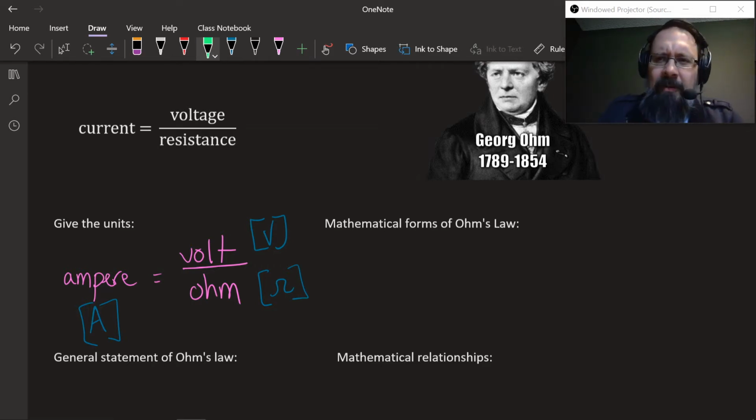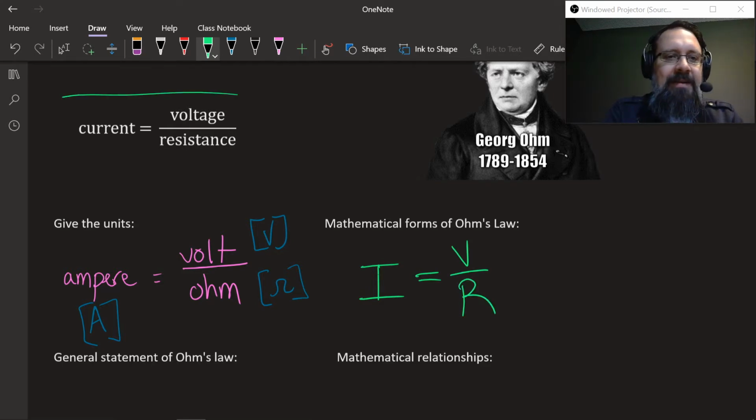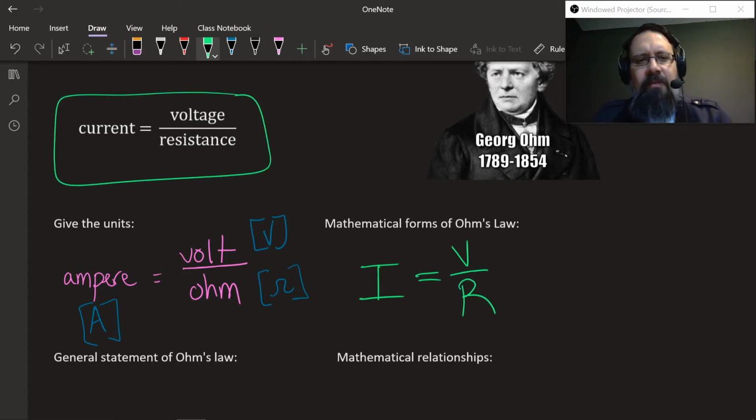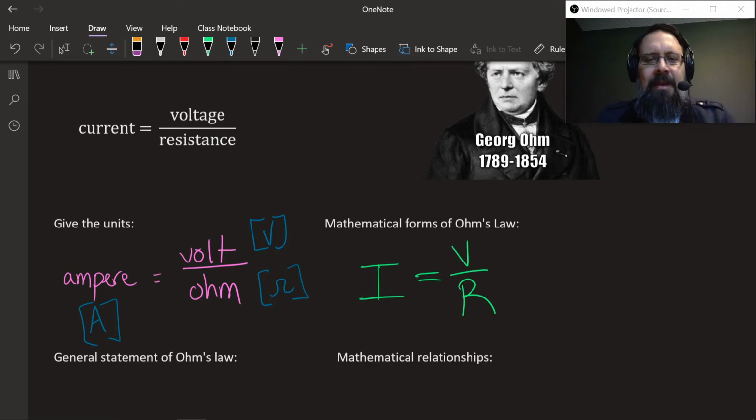There are three common mathematical forms that you'll see for Ohm's law. And so you'll see them written out with the symbols of these quantities. So I is the symbol for current equals V over R. So that's the form that we see up there defined in this equation, which is the default form that you'll typically see it. That's sort of how Ohm said, he said like current is calculated through this.